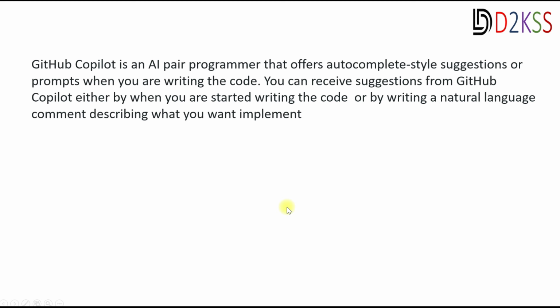GitHub Copilot is an AI pair programmer that offers auto-complete style suggestions or prompts when you are writing the code. You can receive suggestions from GitHub Copilot either when you start writing the code or by writing a natural language command describing what you want to implement. Maybe this statement is a little confusing and you are not understanding what it means.